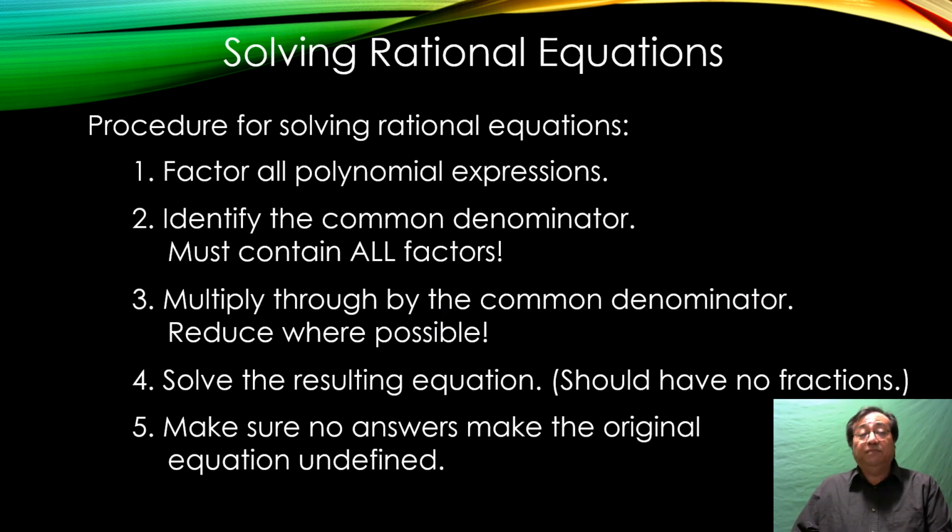Okay, so that's it. So this is the procedure. Factor all the polynomials. Identify the common denominator. It must contain all the factors. Multiply through by the common denominator and reduce wherever possible. Solve the resulting equation. You should have no fractions at this point. And make sure no answers make the original equation undefined.